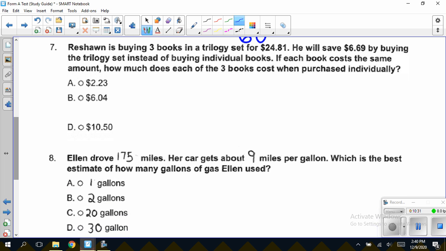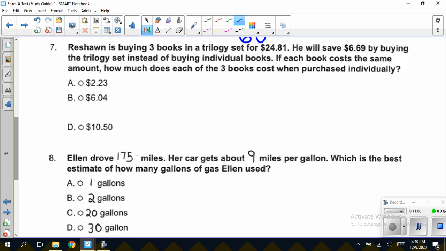Moving on to question number 7. Rashawn is buying 3 books in a trilogy set for $24.81. He will save $6.69 by buying the trilogy set instead of buying individual books. If each book costs the same amount, how much does each of the 3 books cost when purchased individually? So this is back from lesson 8 that we just completed.